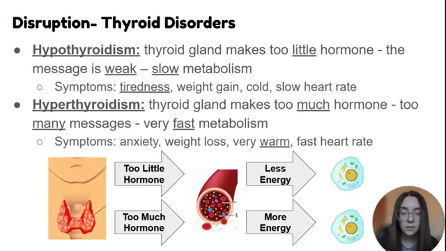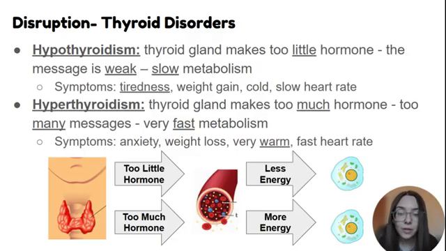Symptoms in a person are going to be tiredness, weight gain, cold all the time, slow heart rate. They're going to notice this. It's going to be very disruptive to their daily life. They'll go to the doctor and they'll probably need to get some medication to speed up their metabolism. Then the other one is the opposite.